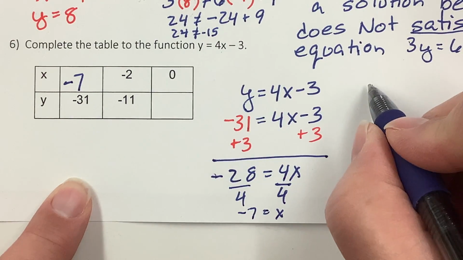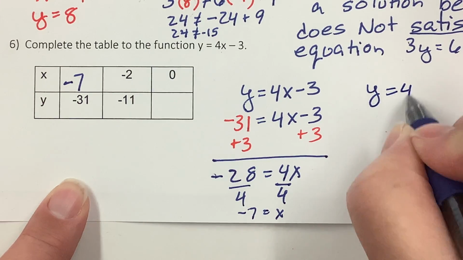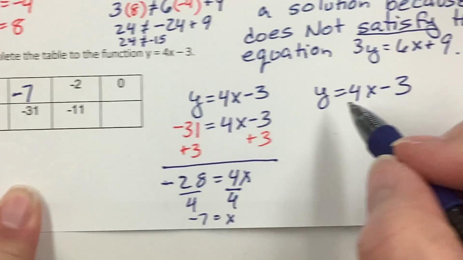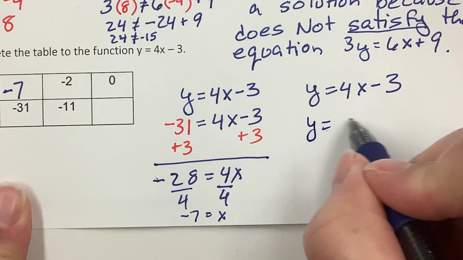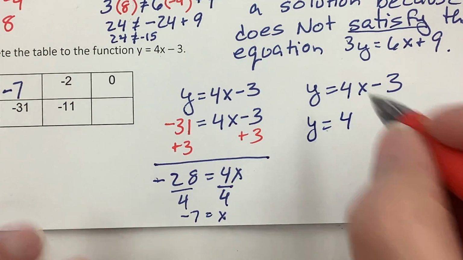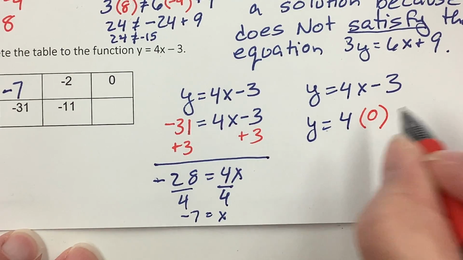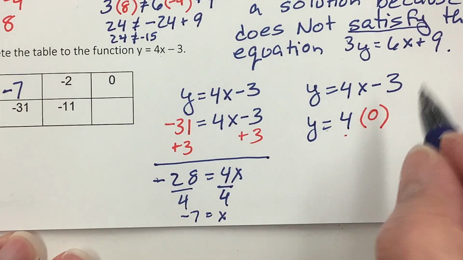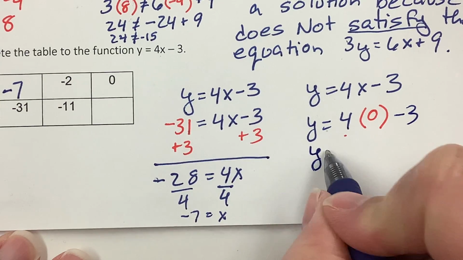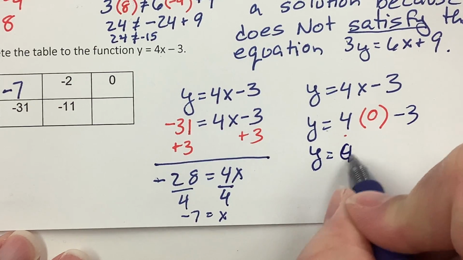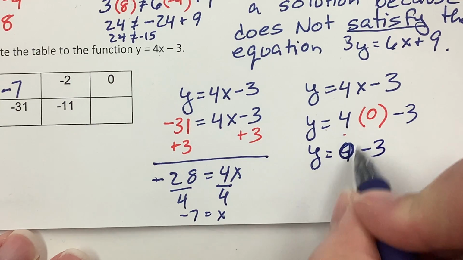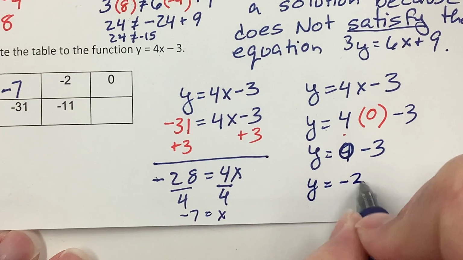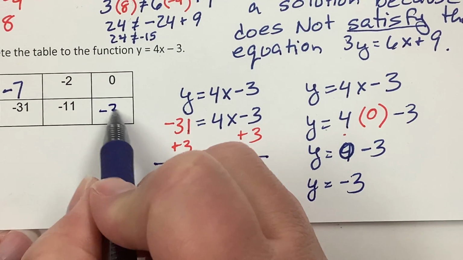The second one with the x equals 0. Y equals 4x minus 3. It's the y that I'm looking for now. So I'm just going to write y equals 4. And this goes in parentheses. Why? Because it has a coefficient. If it doesn't have a coefficient, it doesn't go in parentheses. Minus 3. So y equals 4. Oh, nope, y equals 0 minus 3, because 4 times 0 is 0. Got to be careful. Y equals negative 3. So where the y is, I put negative 3.